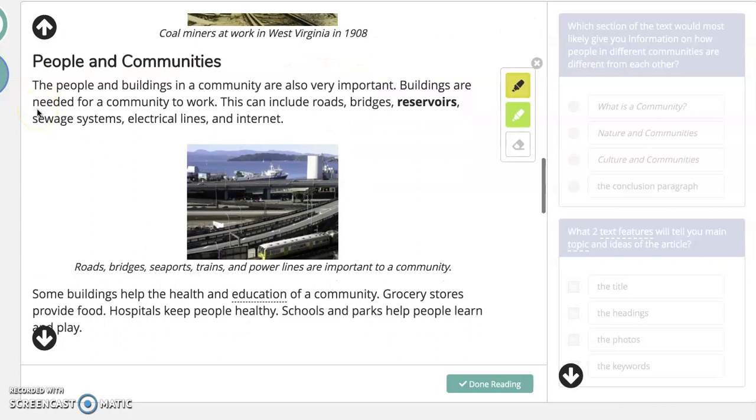All right. Our next section is people and communities. So the people and buildings in a community are also very different. Buildings are needed for a community to work. This could include roads, bridges, reservoirs, sewage systems, electrical lines, and internet. And this says roads, bridges, seaports, trains, and power lines are all important to a community. You need all these things to be able to get places, for people to be able to get to work, things like that.